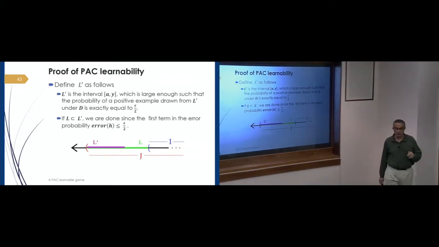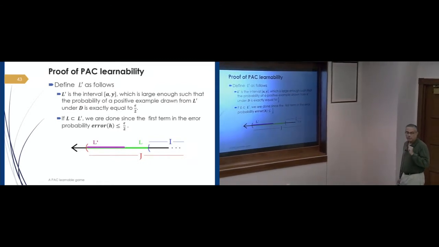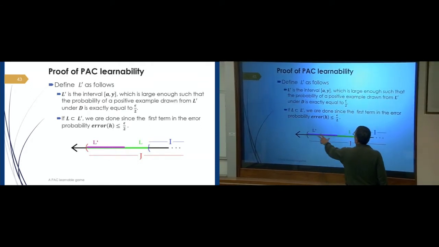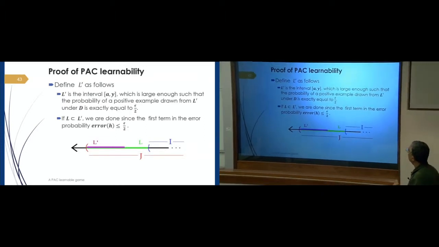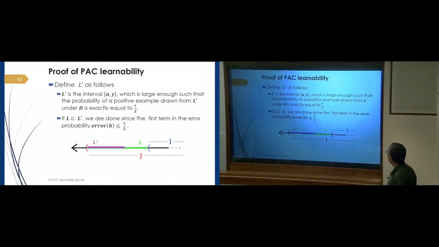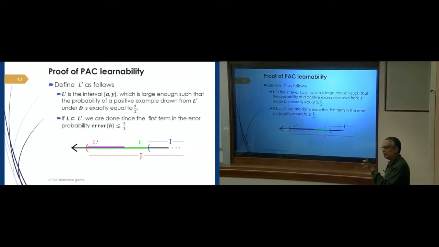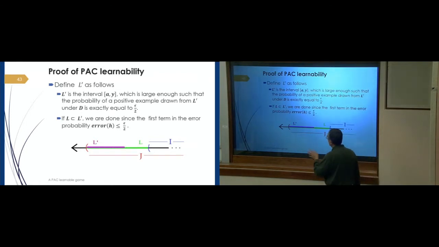So let us define a new point, which is an interval L prime. Okay? So if you look at your old structure, this is J, this was L, and some part of it is L prime. L prime is the interval which is large enough such that the probability of a positive example drawn from L prime alone is exactly epsilon by 2. It's a big enough interval to allow you to draw things from it with probability epsilon by 2. So now we have a few cases to consider.